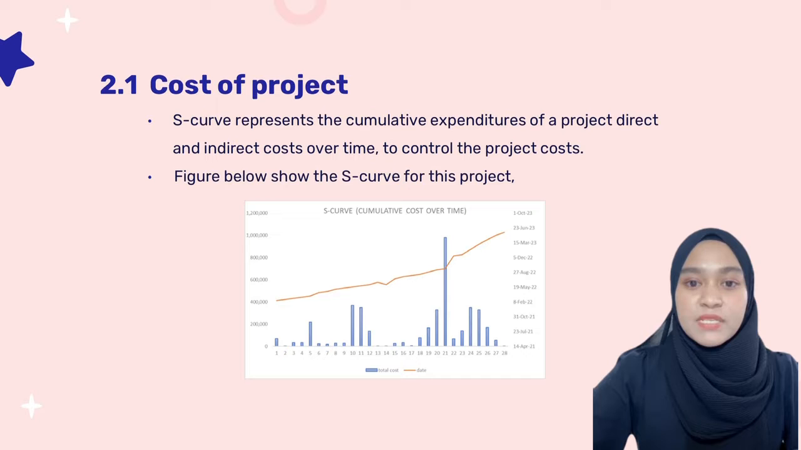The S curve represents the cumulative expenditure of the project direct and indirect cost over time to control the project cost. The figure on the slide shows the S curve for this project. The S curve estimates progress and cost across the life of the project, which is 72 weeks, from 17 February 2022 to 1 June 2023.